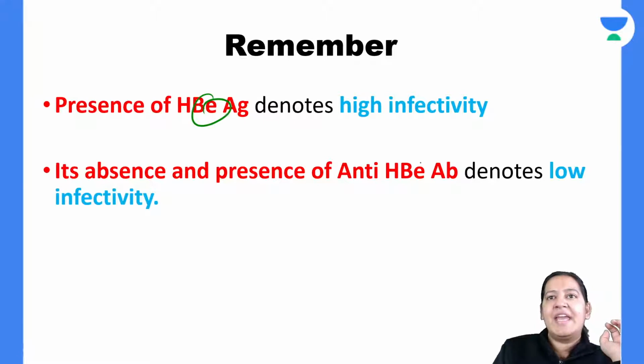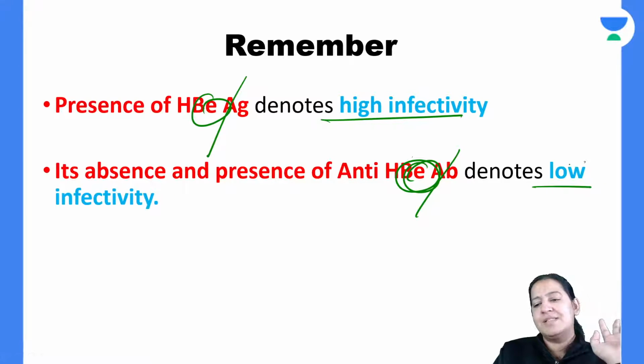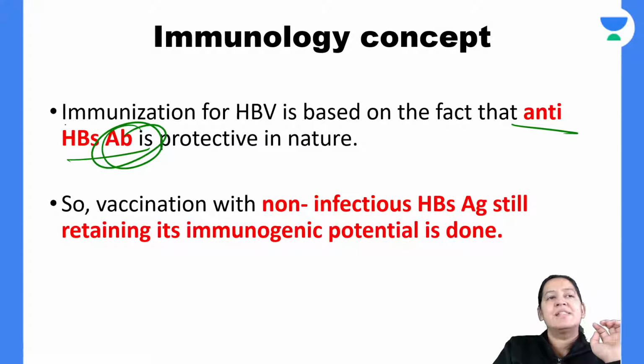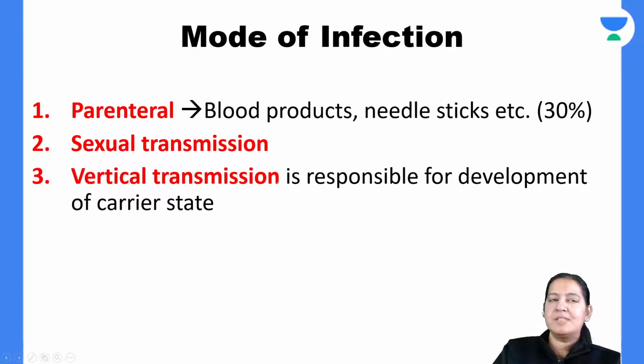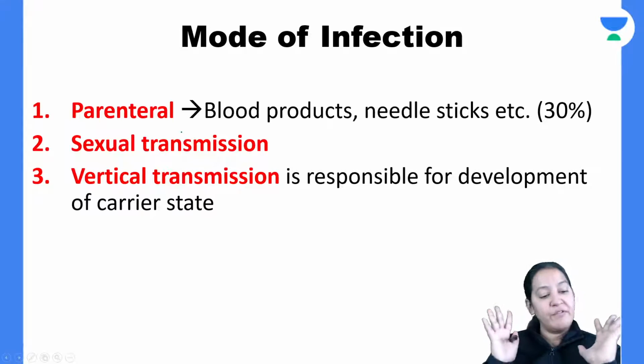So E indicates infectivity and replication. High infectivity and low infectivity. If antigen is there, high infectivity, antibody is there, low infectivity, right? And anti-HBs antibody indicates either immunization or vaccination, right? Or protection. Give me a thumbs up. So that is all about the clinical significance of each of the markers.